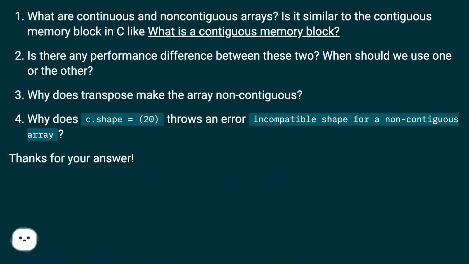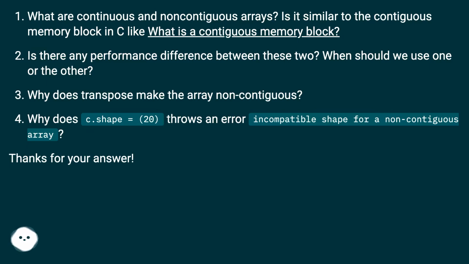What are contiguous and non-contiguous arrays? Is it similar to the contiguous memory block in C? Like, what is a contiguous memory block? Is there any performance difference between these two? When should we use one or the other?